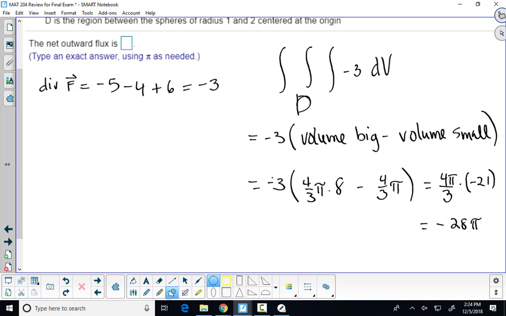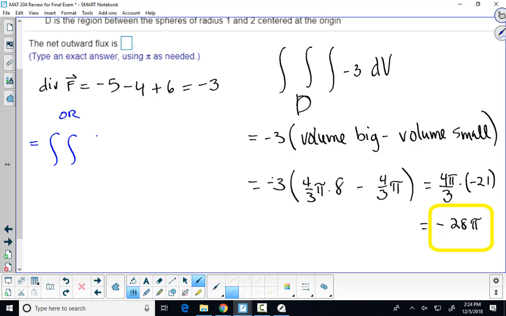Okay, so that is using the divergence theorem, using geometry, and if we wanted to set it up like Will suggested, if we didn't know the volume of a sphere, say, then we have the negative 3. We can pull that to the front. Let's pull the negative 3 to the front. So we have to find the volume of our cored out ball. So we're going to have rho squared sine phi d rho d phi d theta. Theta is going to go 0 to 2 pi. Phi is going to go 0 to pi. Rho is going to go from 1 to 2.